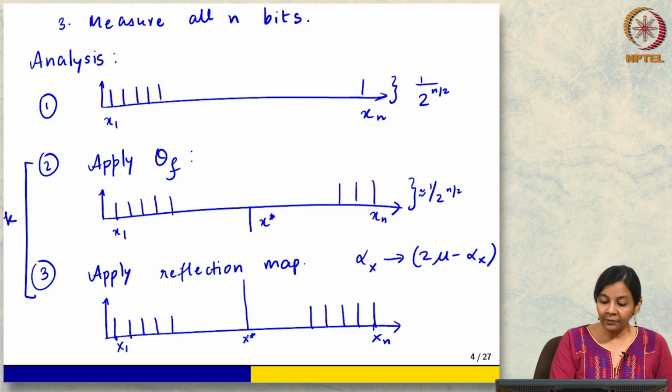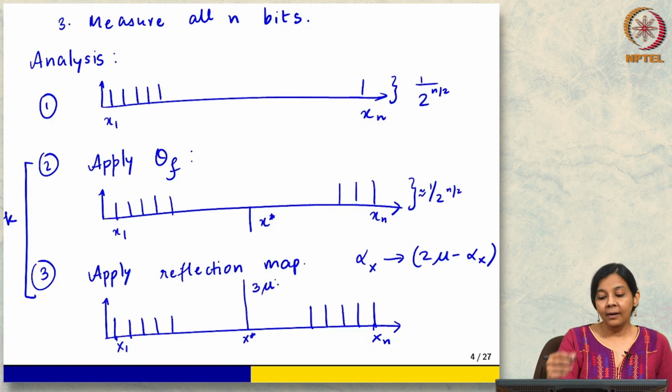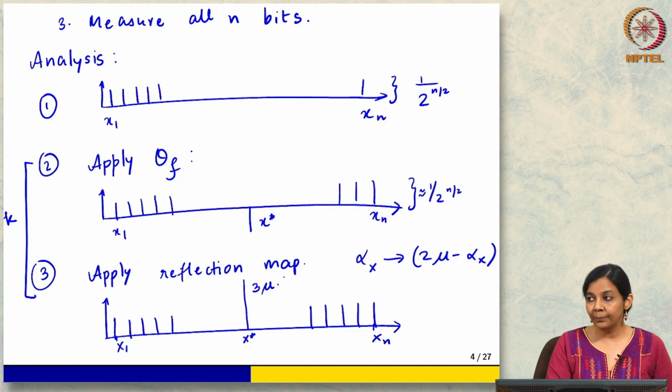So at this point, roughly what is the amplitude of x star? 3 mu, okay. And then in the next iteration, how much does this amplitude grow? 5 mu, right?